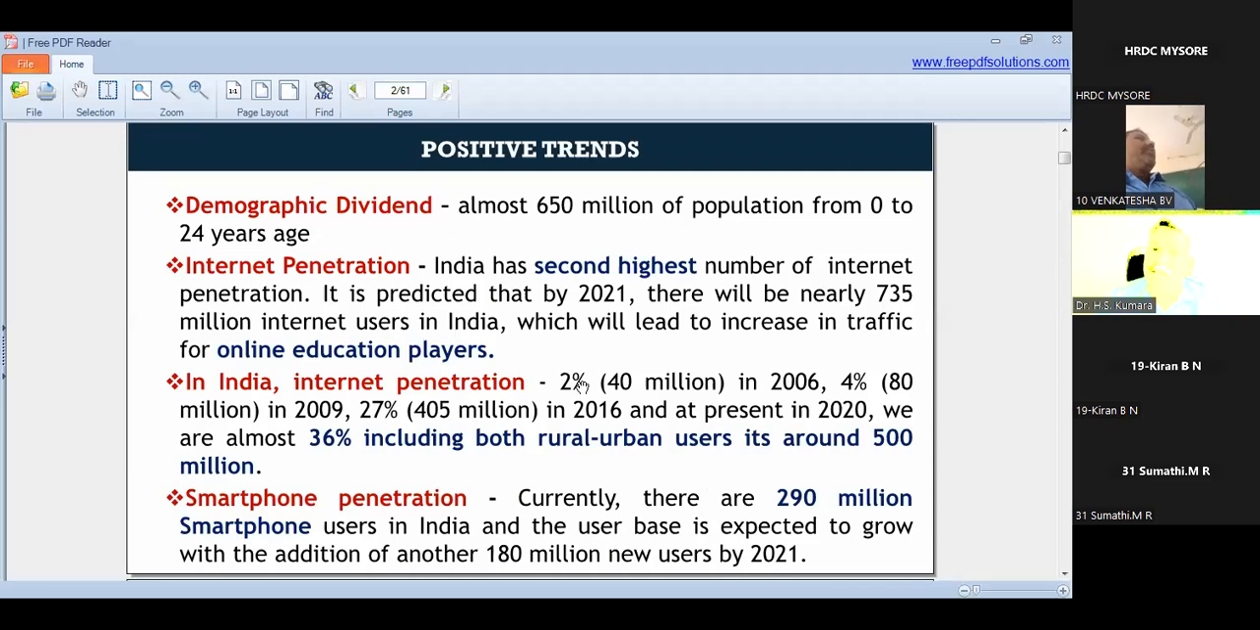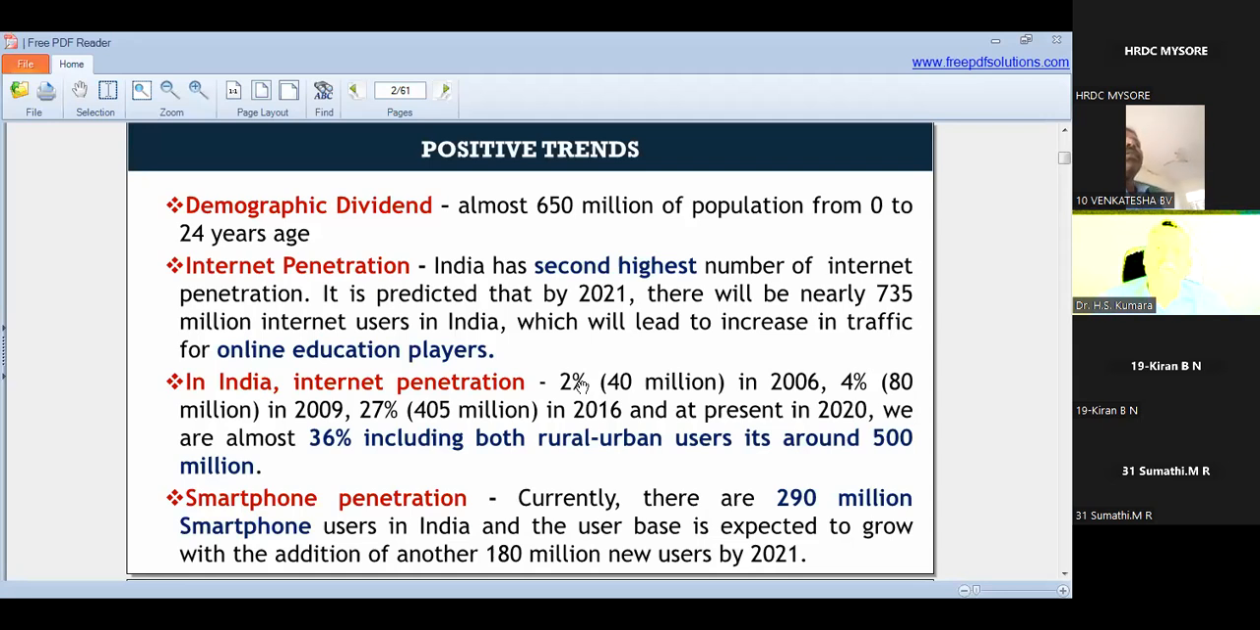Then another important point is internet penetration. Here, very important, India has the second highest number of internet users. It is predicted that by 2021, there will be 735 million internet users in India. This is again very important for the online education player, because starting from elementary education to higher education, we also need to understand to what extent you are using internet penetration. That's also one of the components.